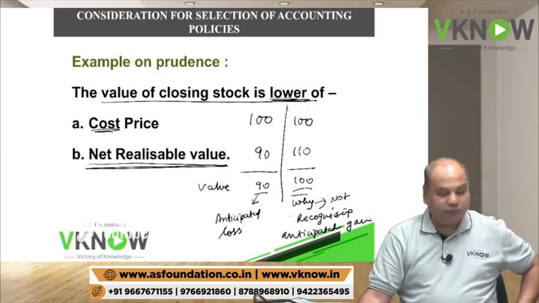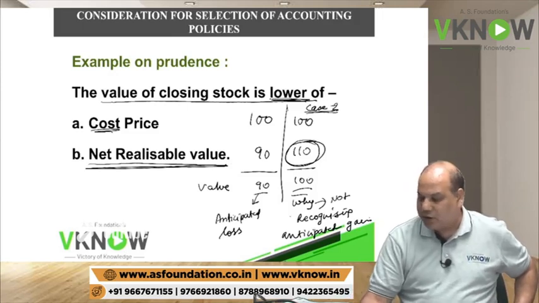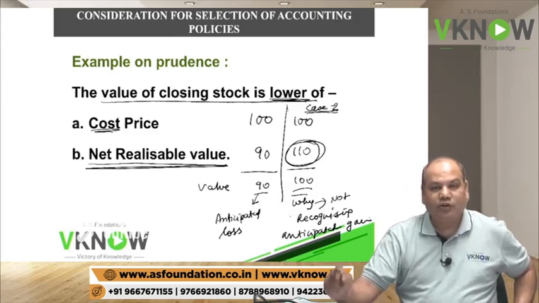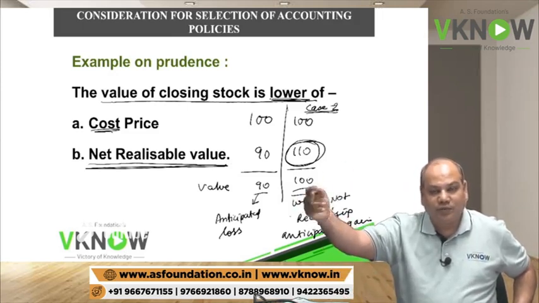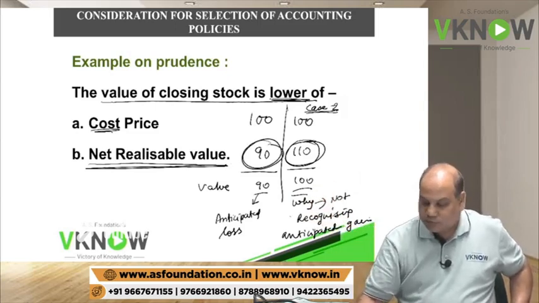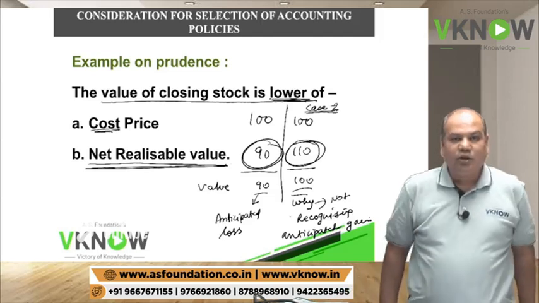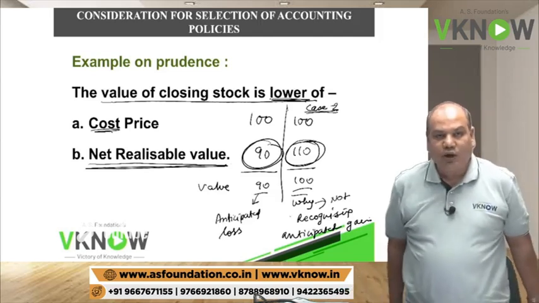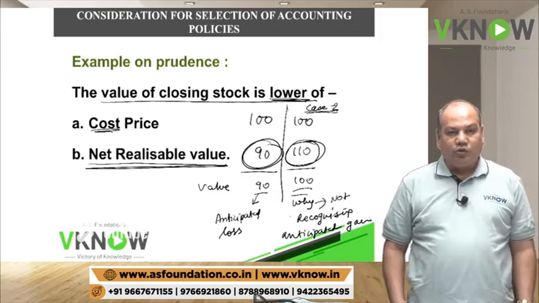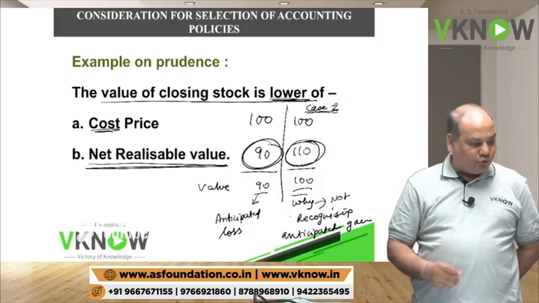Here I know in case 2, when I sell the inventory, I will earn 10 rupees. But that is when I sell. That time I will realize the profit. Here I know the moment I sell the inventory, I will incur a loss. So I am providing for that loss now only, before the inventory is sold.